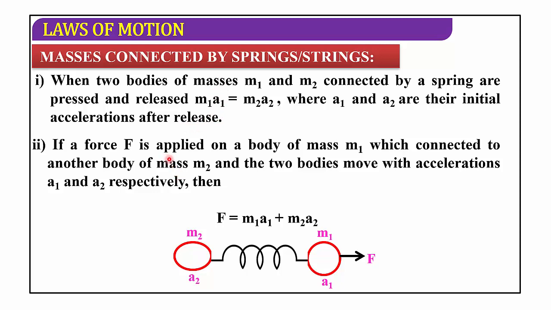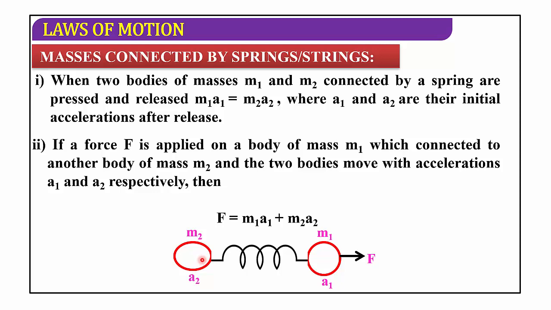Second case: if force F is applied on a body of mass M1 which is connected to another body of mass M2, and the two bodies move with acceleration A1 and A2 respectively, then observe this diagram carefully. M1, M2, these are the two bodies having masses M1, M2. These two bodies are connected by the spring. When this spring is pressed and released, the force will be equal to M1A1 equal to M2A2. Is it clear? This is what initial and their final acceleration.